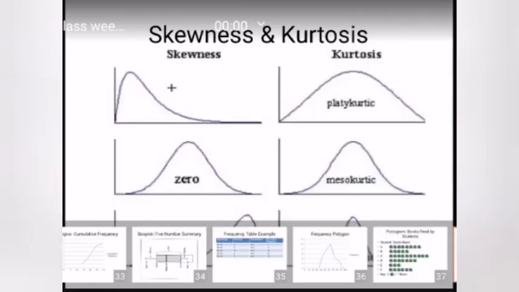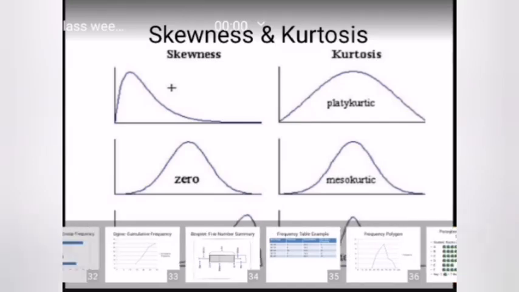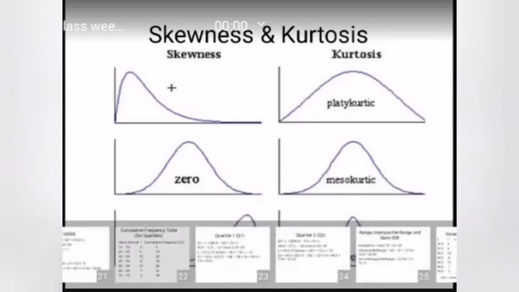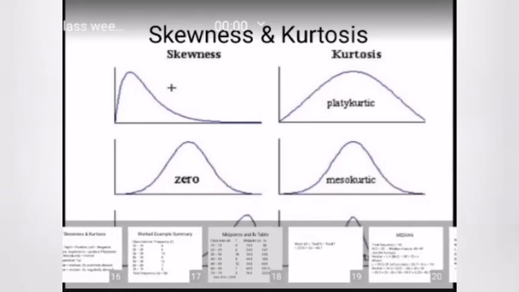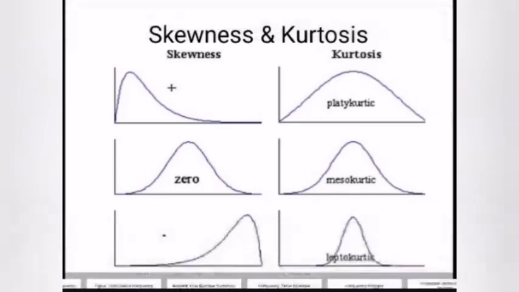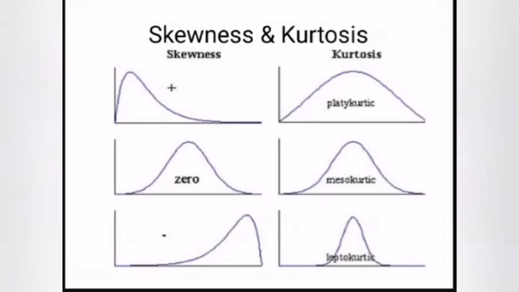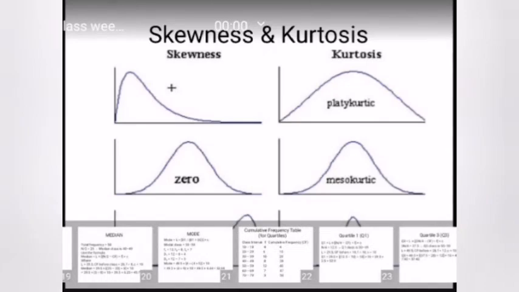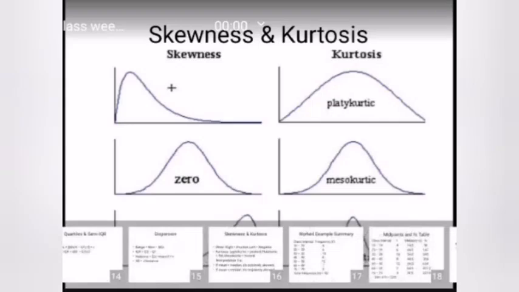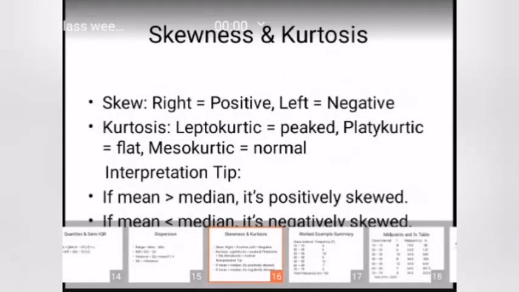So this is an example. The first one is positive. When you plot a graph like this and it's leaning towards the right, it's positive. And when it's leaning towards the left, it's negative.